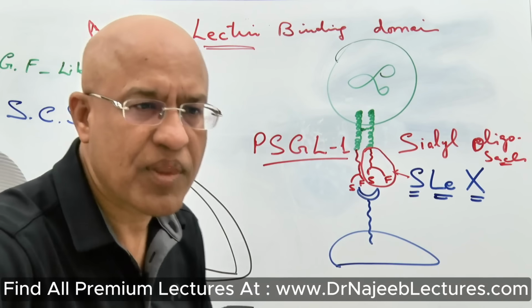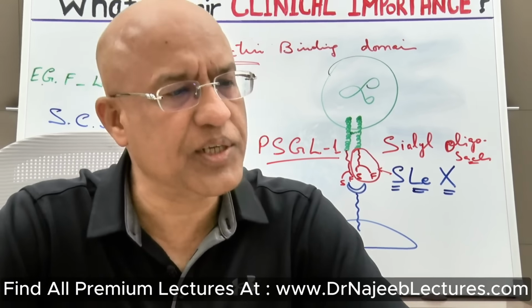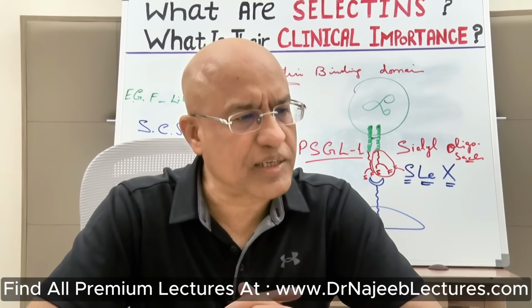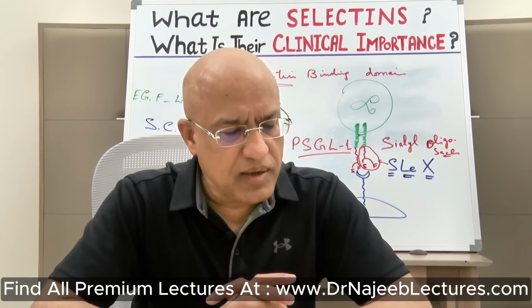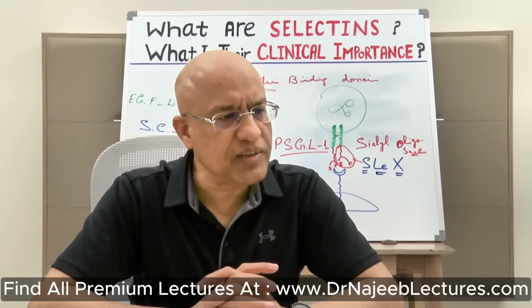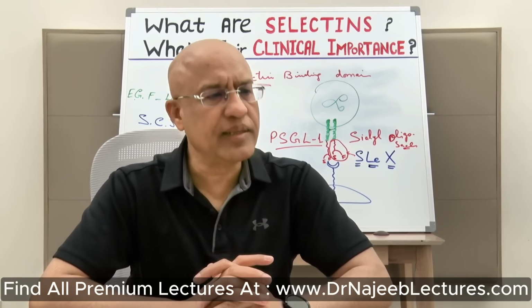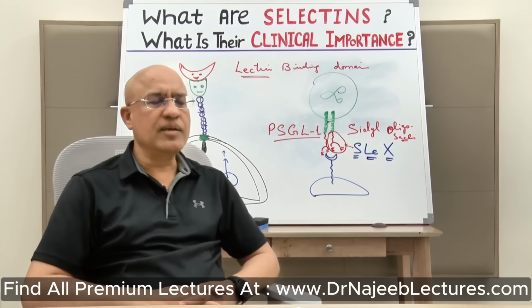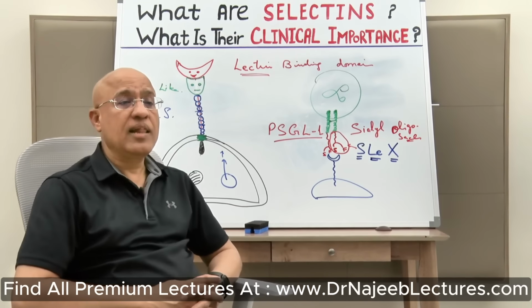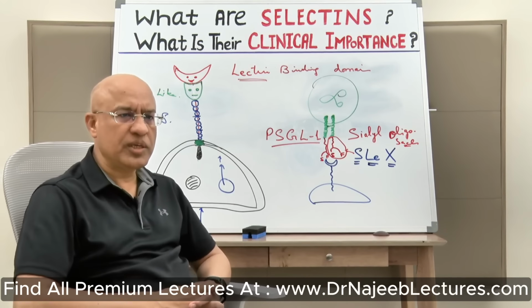Glycoprotein ligand 1, right? So what I wanted to say is that whenever there is inflammation, endothelium is activated. Activated endothelium expresses the selectins. P-selectins are preformed and E-selectins are induced, and they appear on endothelium after 1 to 2 hours. The purpose of these selectins is that they try to slow down the movement of the white blood cells or neutrophils. How do they do it?